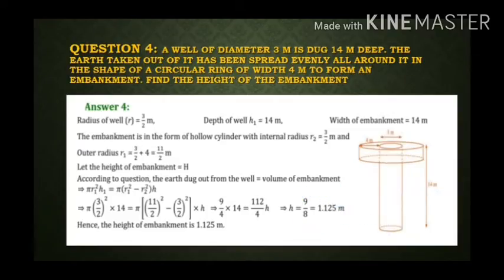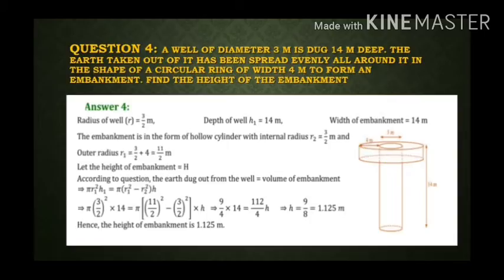Now by this earth you have to make an embankment which is in the shape of a circular ring. Look at here, this is the circular ring. You have to find the height of this circular embankment. Consider this as capital H. Now as you can see, the volume of the earth dug out from this position is equal to the volume of the embankment.